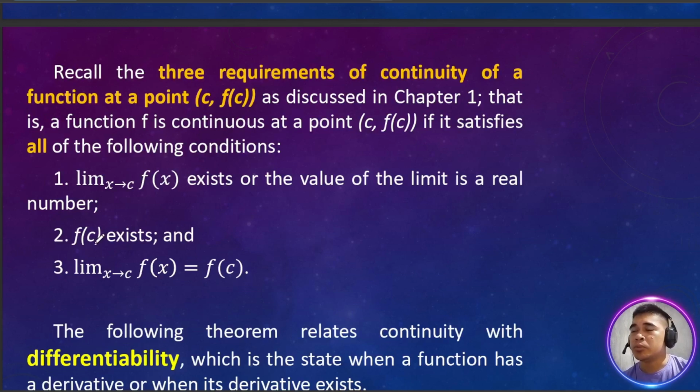And number 2, f of c exists, and the most important part is that the limit of f of x as x approaches c is equal to f of c. So that is the most important one. So number 1, number 2, number 3 must be satisfied before we can conclude that there is a continuity of a function at a point c or f of c.